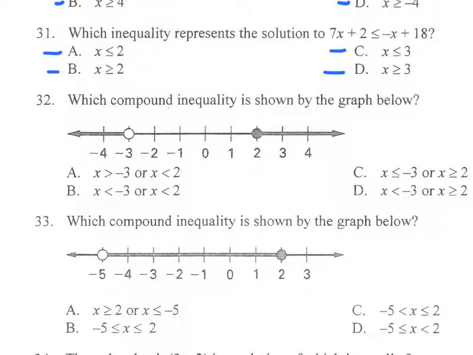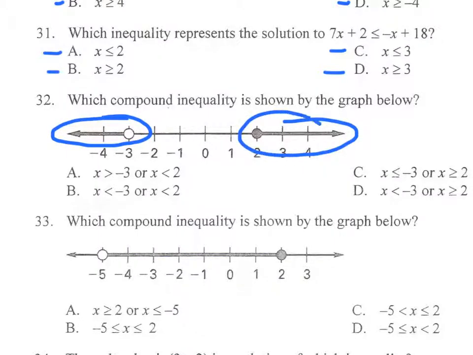Okay guys, in number 32, which compound inequality is shown in the graph below? So take a good look at your graph, notice that they are going out. Okay, so these are OR statements. Pay attention, you got an open dot on the left, closed one on the right. Okay, so be careful which one you're choosing, A, B, C, or D here.